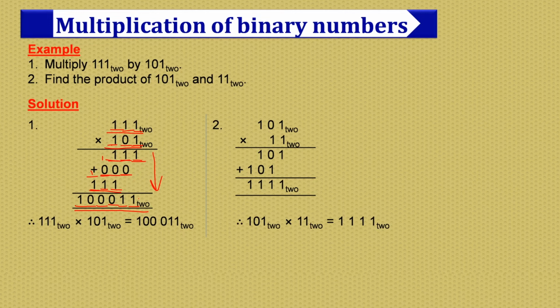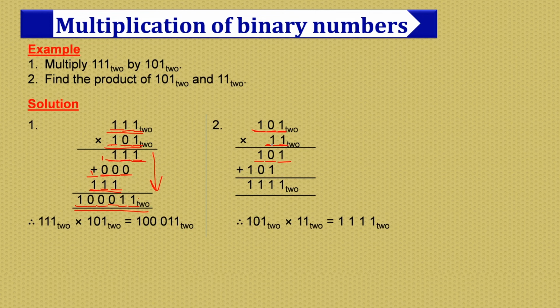Now moving on to the second example, we have the numbers 101 multiplied by 11. Now we start our multiplication. We take the first digit. 1 multiplied by 1 gives us 1. 1 multiplied by 0 gives us 0. 1 multiplied by 1 gives us 1.